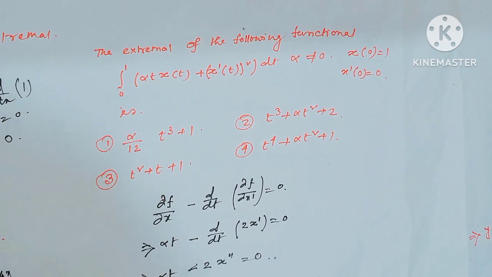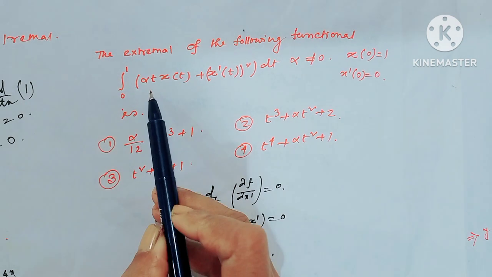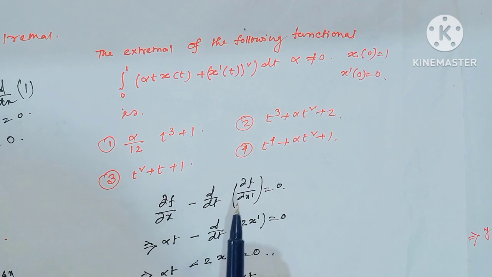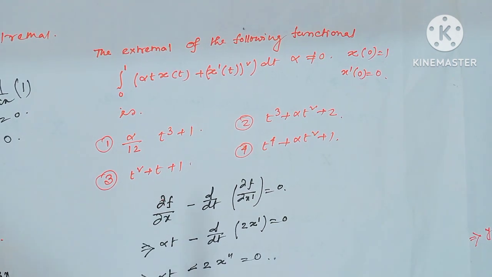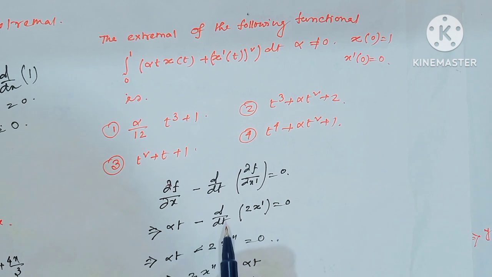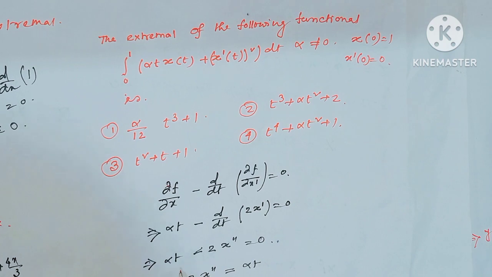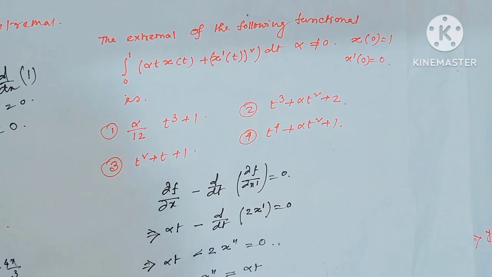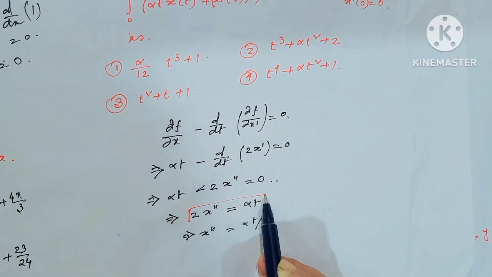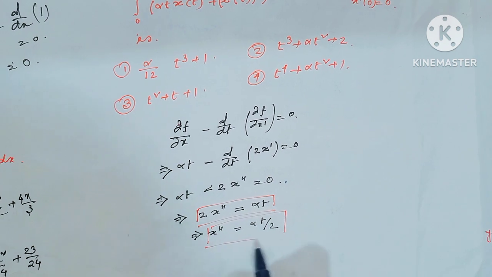For this, here the Euler equation is ∂f/∂x minus d/dt of ∂f/∂x' equal to 0, since here the variable is t. And ∂f/∂x is alpha t, minus d/dt of ∂f/∂x', which means 2x'. That implies alpha t minus 2x'' equal to 0, that implies 2x'' equal to alpha t. That means x'' equal to alpha t over 2.